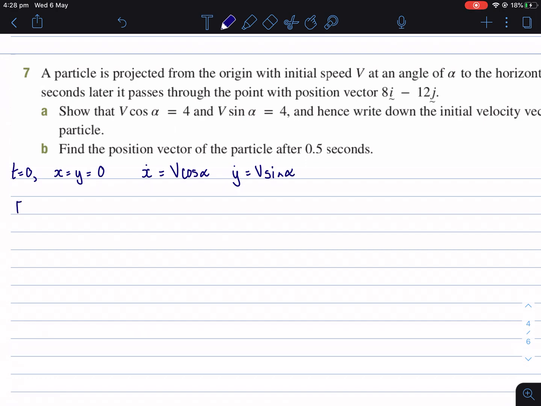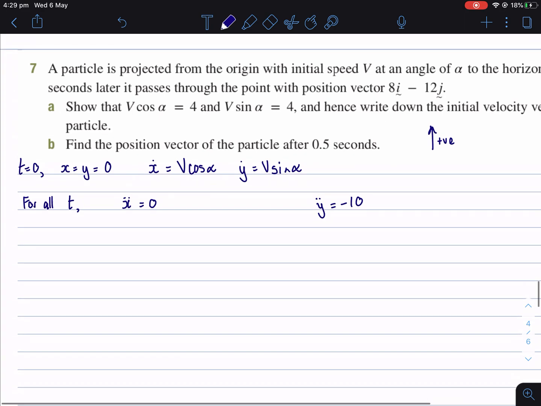We know for all t, the x component of the acceleration is going to be 0. The y component of the acceleration is going to be negative 10, defining up as positive. Okay, we're not going to be able to do anything with this until we actually start getting some formulas for our velocity and displacement vectors.